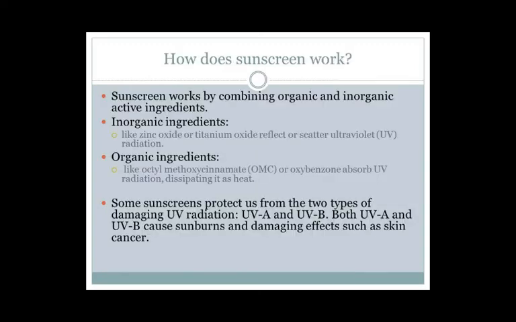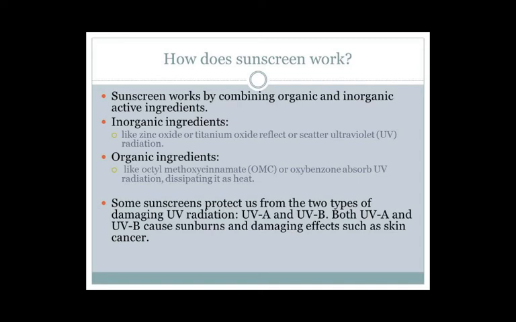So sunscreens work by combining organic and inorganic active ingredients together to block the light. So the inorganic ingredients, zinc oxide and titanium oxide, reflect and scatter UV light radiation. So by reflecting it and making it scatter, it's not going down into your epidermis and affecting your melanocytes. The organic ingredients like octyl methylcinnamate or oxybenzone, they absorb the UV radiation. So they're actually soaking it up instead of your skin soaking it up. And they dissipate the heat, which means they spread it out so that it's not affecting a really narrow area. It's spreading across quite a large area, which is why you'll still feel warm when you're wearing a sunscreen.